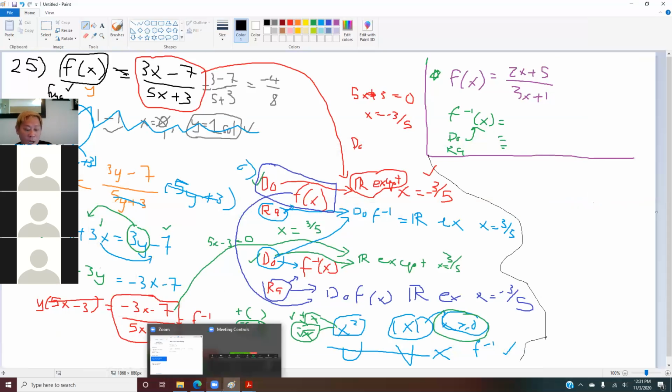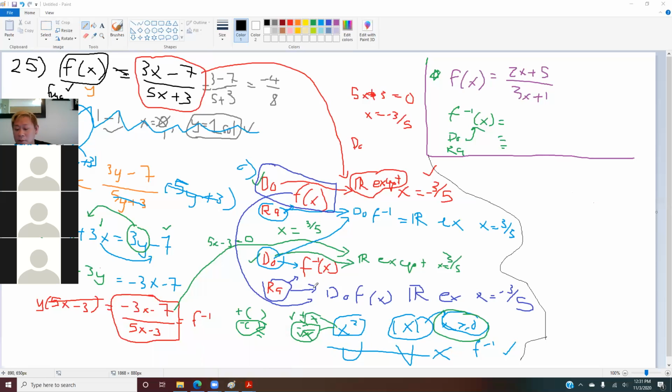And I'm going to do it now while I'm waiting for you guys to finish. You're quick. You guys are good now. Good, I'm happy actually. And then make sure you also tell me what is the domain and range of this inverse function.